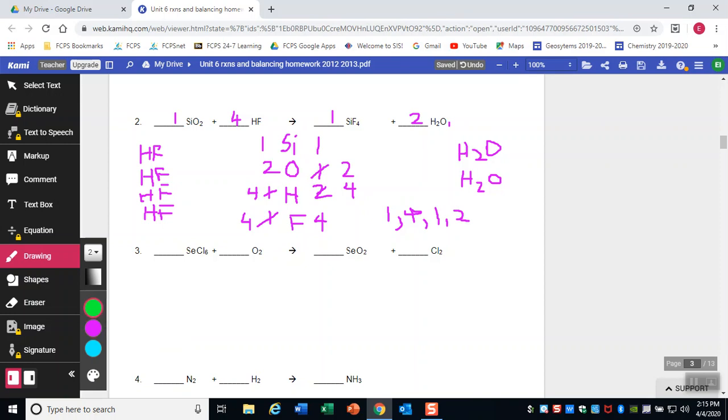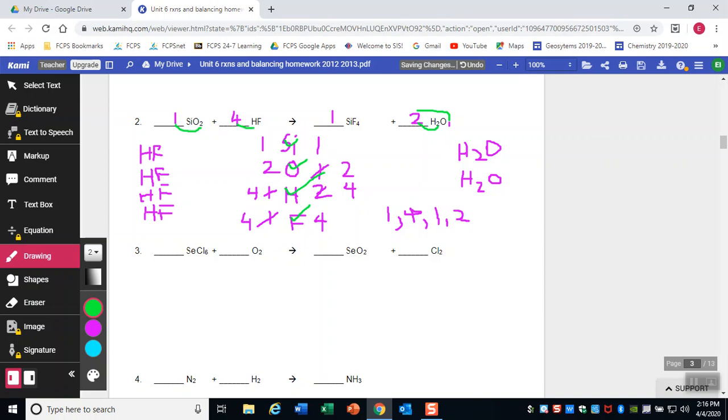You always do the check because it's really easy to make a mistake. So I've got 1 silicon, check. 2 oxygens, right? 2 times 1, so that would be 2 oxygens. And then over here I have 2 oxygens, 2 times 1, so check on the oxygen. And then I've got 4 hydrogens, and I've got 2 times 2 is 4 hydrogens. And then fluorines, I've got 4 fluorines and 4 fluorines, so check on that.